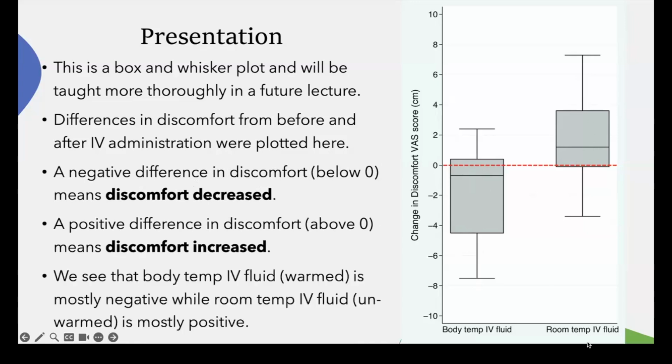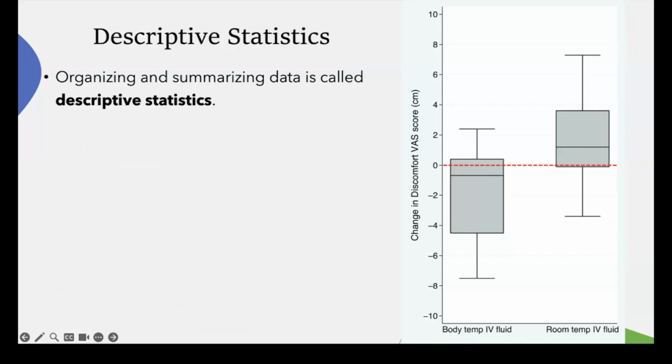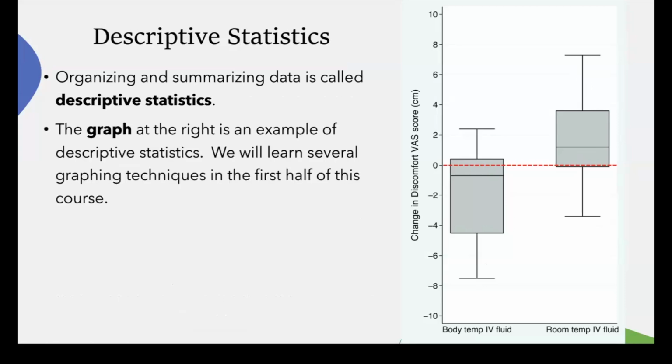So looking at this, we can gather that the warmed body temperature IV fluid is mostly in the negative, while the unwarmed fluid is mostly in the positive. Okay. So when we take statistics and we organize it and summarize it in this visual way, it's called descriptive statistics. It's not only something that is visual, it could also be a single number as well. But this particular graph is an example of descriptive statistics.